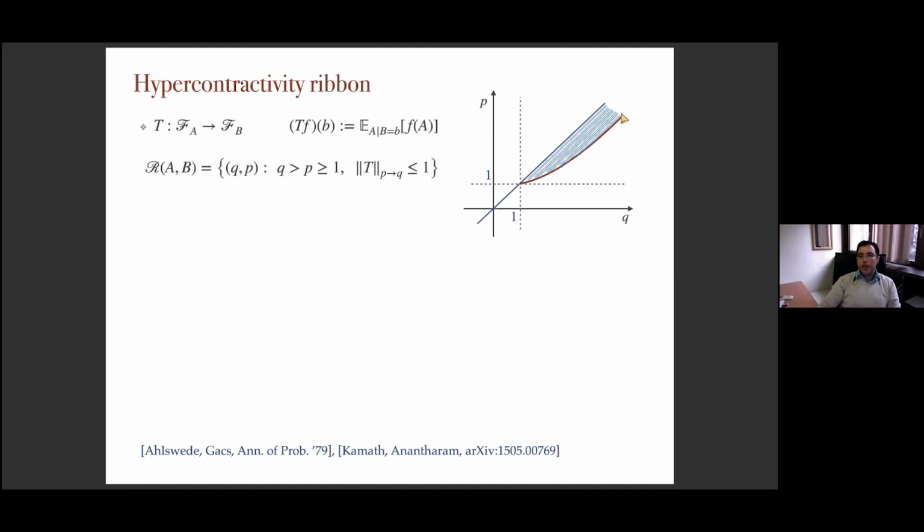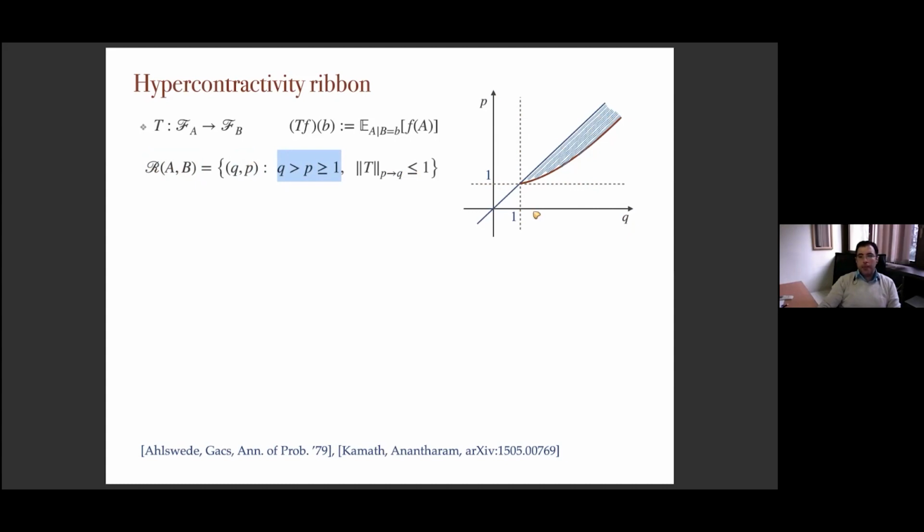Okay, this is the ribbon R of AB. This is a subset of the two-dimensional plane. This is the Q axis. This is the P axis. I assume that P and Q are greater than 1. That's why I have these lines here that pass through the point 1 and 1 on both axes.